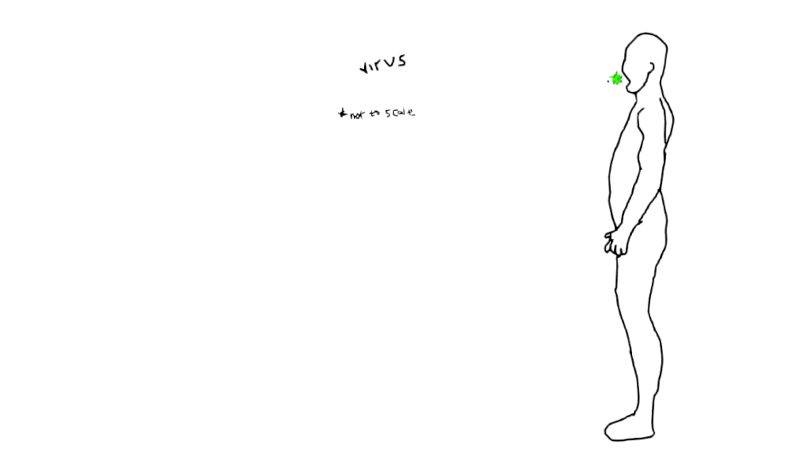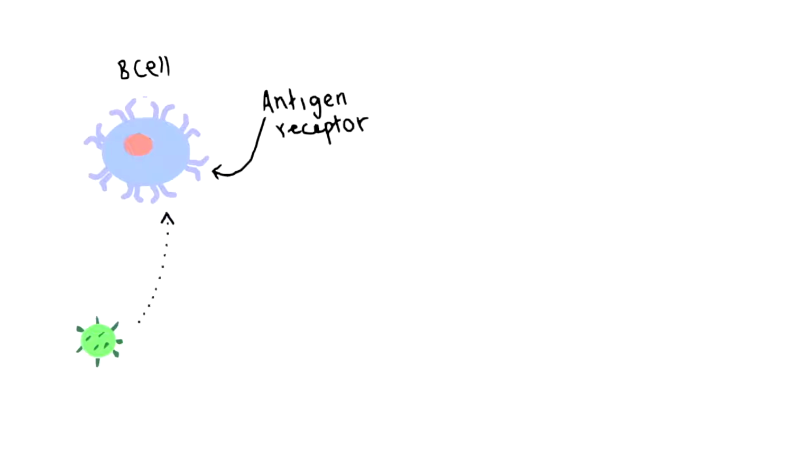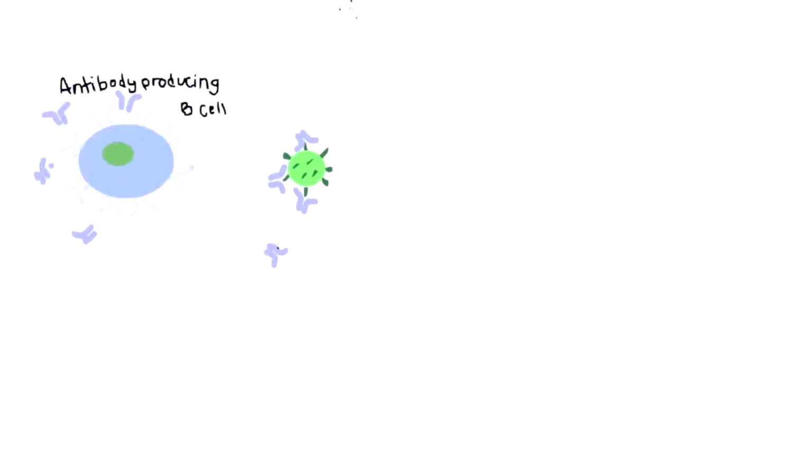First, a virus enters the body. Then, an antigen on the surface of the virus binds to a receptor on a B-cell. This activates the B-cell, which then becomes an antibody-producing cell. The antibodies produced bind to the antigens. Once the antibodies are bound, the virus can be cleared by immune cells.